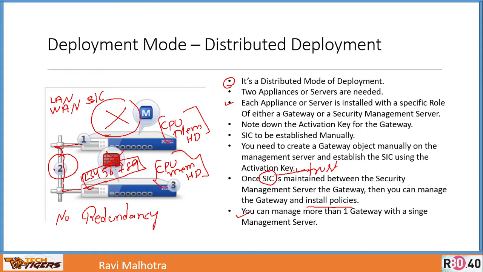We already talked about SIC. SIC is like a numeric identifier. It is like a one-time password, but it works like a password. Before you can manage a gateway from any specific management server, you need to create a trust between them, and that trust is created using an activation key. So that's why you should keep note of the activation key that you set when you're doing a gateway installation.